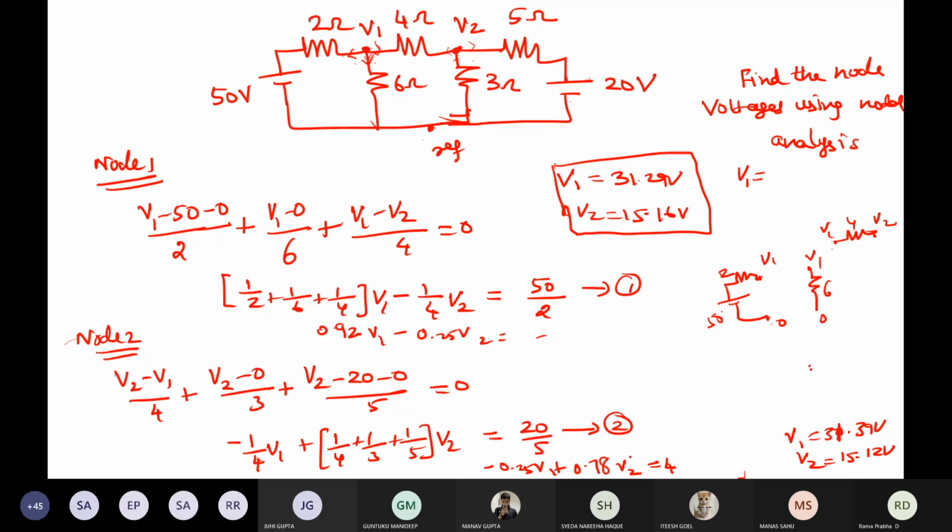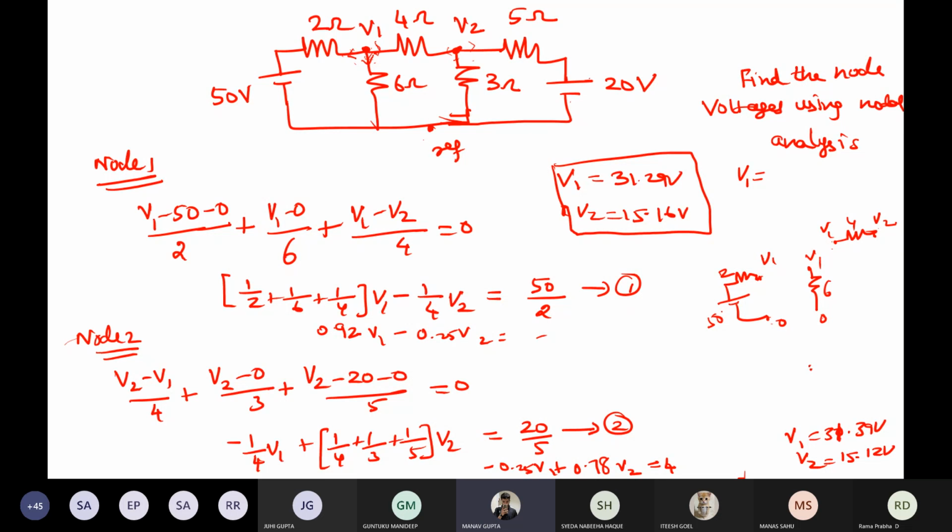1 by 4 plus 1 by 3 plus 1 by 5 is how much? 0.7811 something. Okay, so it's okay. 0.783. Yes, ma'am. 0.78 something. So I'm approximated to 0.78, isn't it? So yes, ma'am, this part is right. No, then that is right only, ma'am. 0.783. Previously, one.